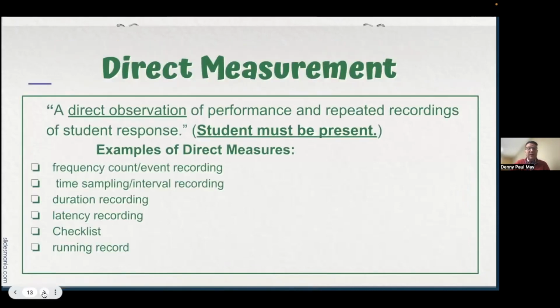And then we have direct measurements. It's a direct observation of student performance. We're with the student here in this particular example, and you can see that frequency counts and event recordings fall under there, as well as checklists, running records, latency recordings, and duration recordings. All of these fall under that direct measurement umbrella.